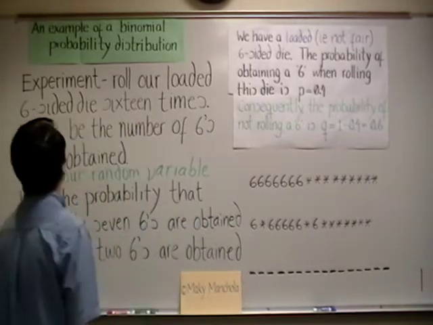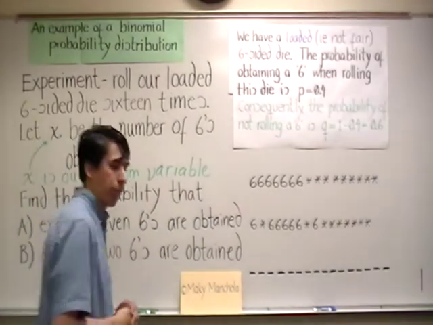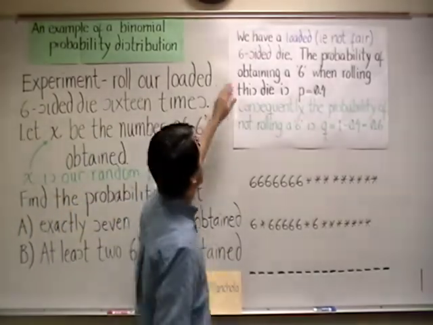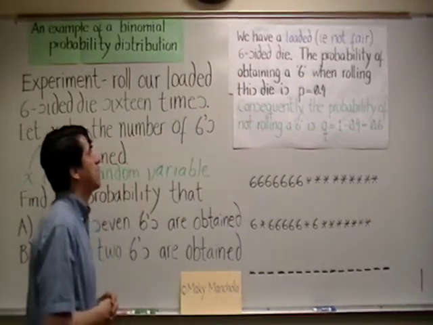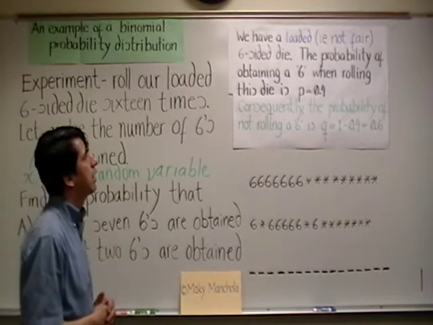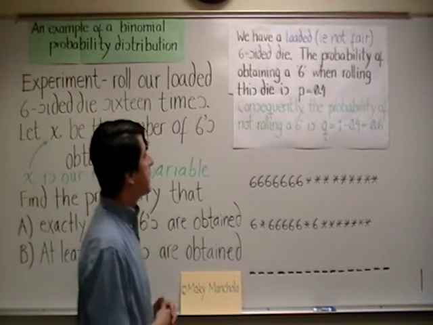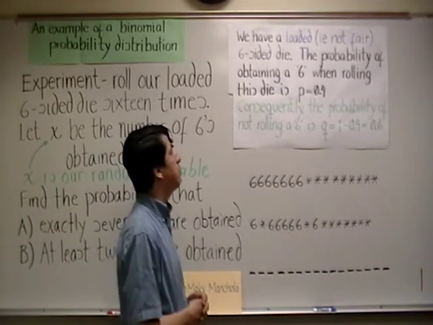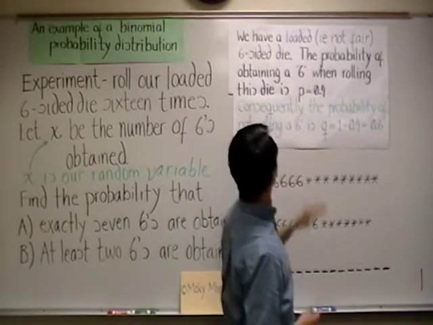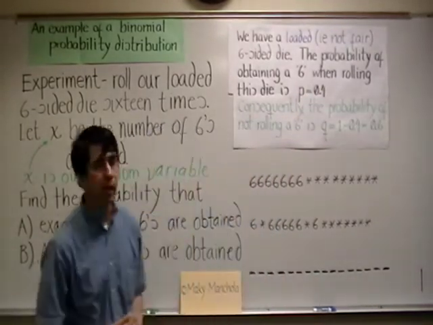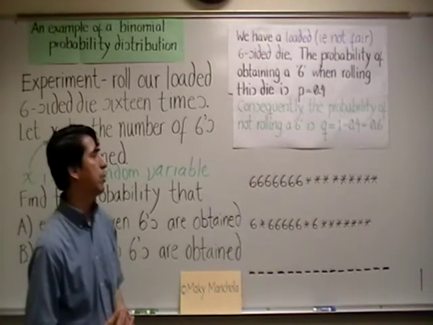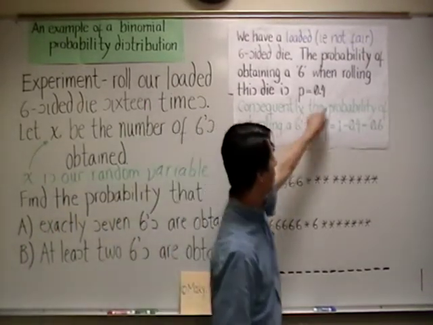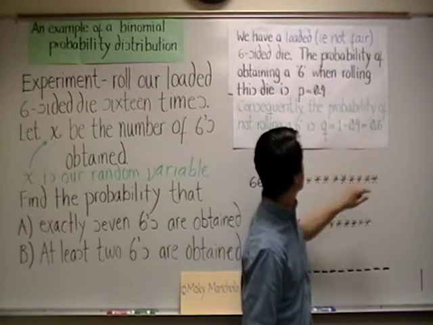Example of a binomial probability distribution. Here's the context of our example. We have a loaded six-sided die. The probability of obtaining a 6 when rolling this die is P equal to 0.4. Consequently, the probability of not rolling a 6 is going to be 1 minus 0.4, or in other words 0.6.